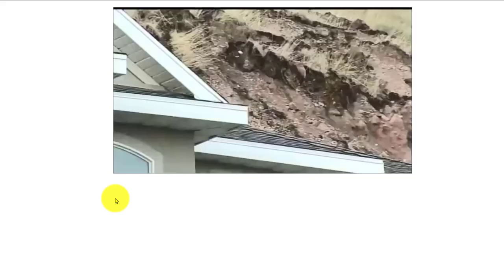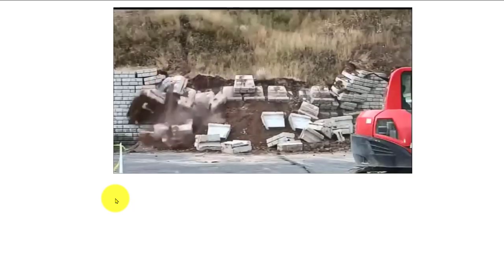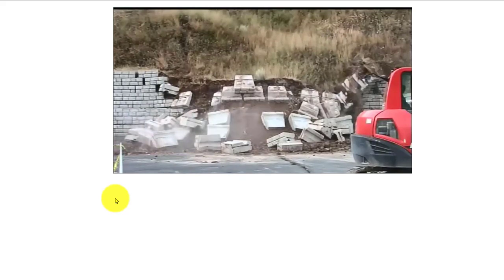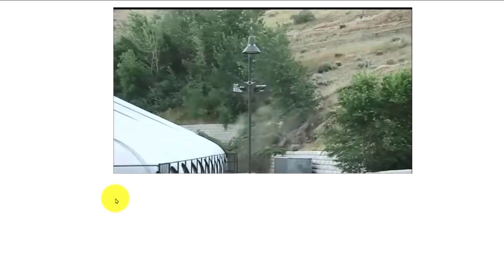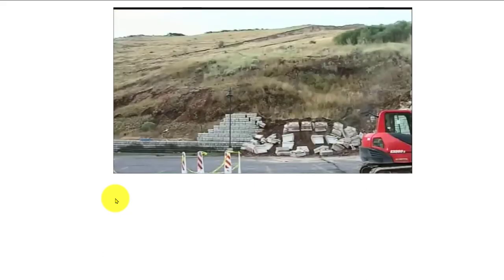It started with a trickle of rock and dirt coming down this North Salt Lake hillside. Just minutes later, the top of a retaining wall gave way right before 6:30 this morning. Then a tree fell onto the roof of one of the tennis courts. Moments later, the entire hill started to slide.